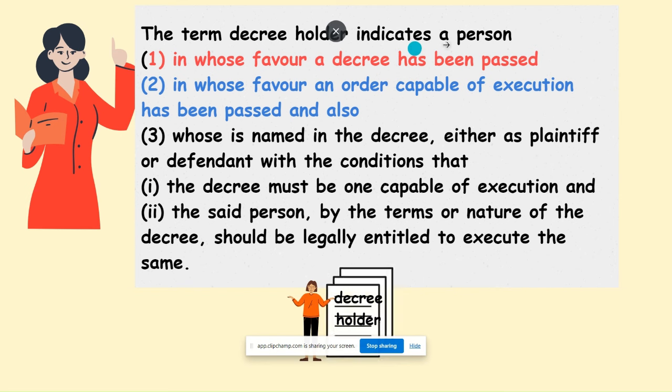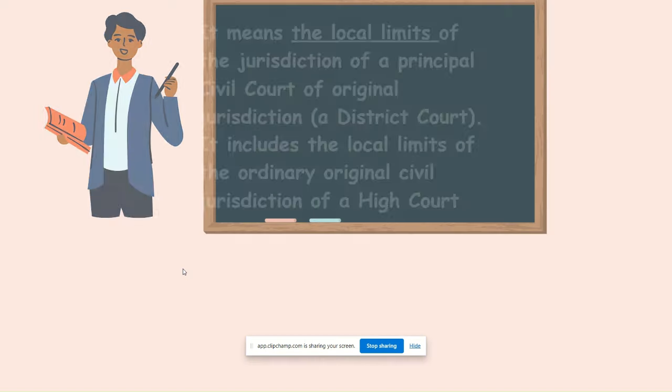The term decree holder indicates a person in whose favor a decree has been passed, in whose favor an order capable of execution has been passed, and who is also named in the decree, either as plaintiff or defendant, with the condition that there are two conditions. The decree must be one capable of execution, and the said person should be legally entitled to execute the same. So this is about the decree holder. We can say that such a person is holding the decree. Such a person is the decree holder. This is the simple definition of decree holder.